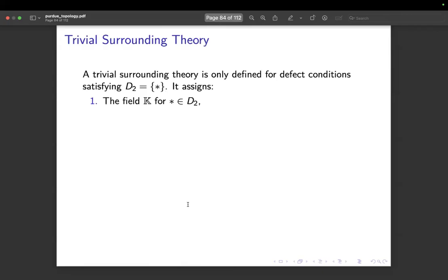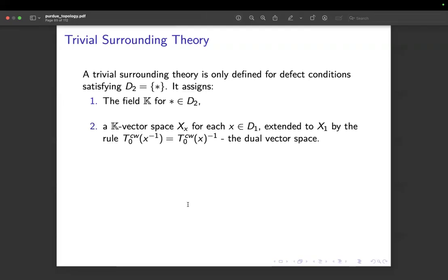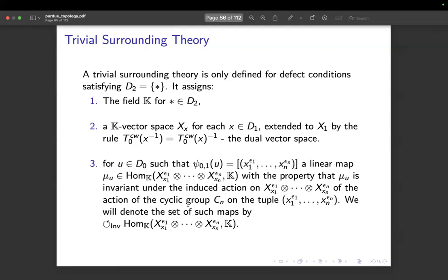But anyway, a trivial surrounding theory is only defined for defect conditions where D2 is a singleton. So all surfaces are colored by a single color, or you should say that we're actually forgetting the color. And then it assigns a field to the single star region, a k vector space X_X for each X belonging to D1, extended by the rule that for X inverse, if you flip the arrow, it should be the dual vector space.